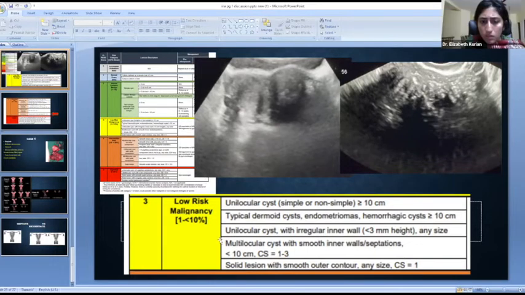Okay. So ultrasound also can be used, and in ultrasound, if the lesion is solid with smooth outer contour and any size with a color score of 1. Color score 1 means there is not much vascularity. So if the color score is 1 and it's very smooth, if it's a solid lesion, you can still put it in O-RADS category 3 on ultrasound. So by ultrasound, this lesion was O-RADS category 3.